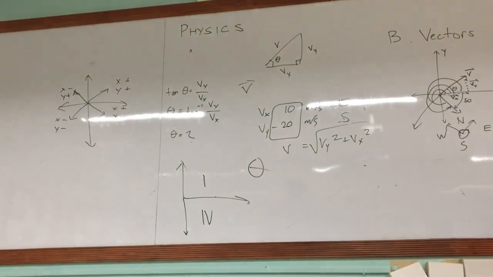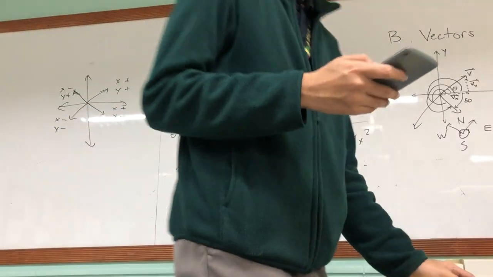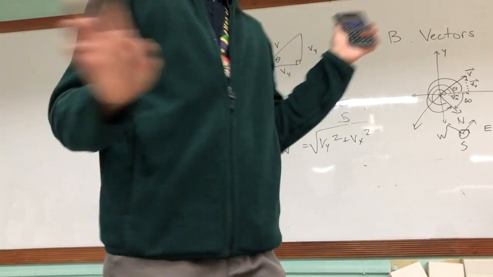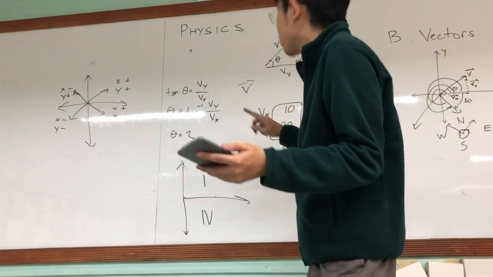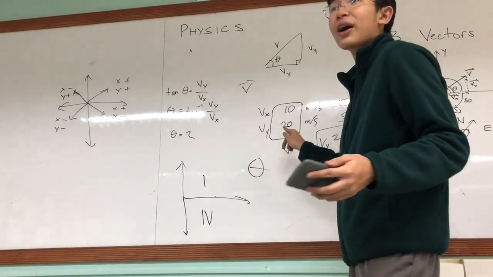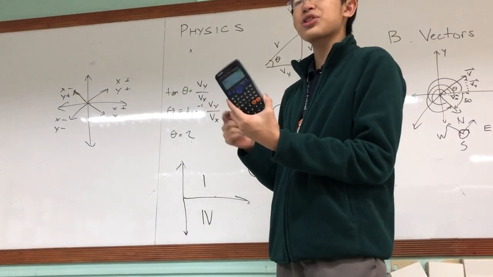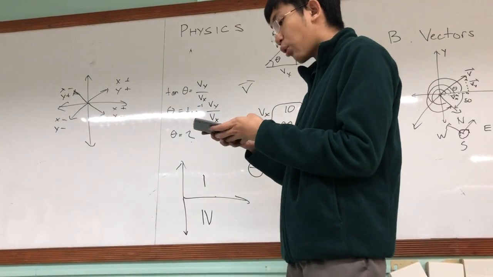Oh yeah, perfect. So, sample. We have our x mode. Sample. We have our v sub x. Let's say our vx is 10 and vy is 20 for now, right? So that's tangent inverse, that's shift and then the tangent button, equals 20 over 10.